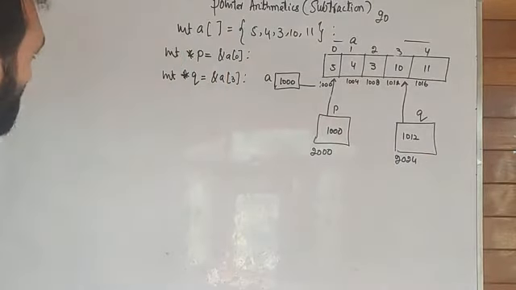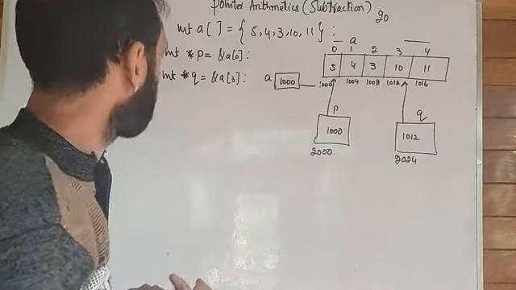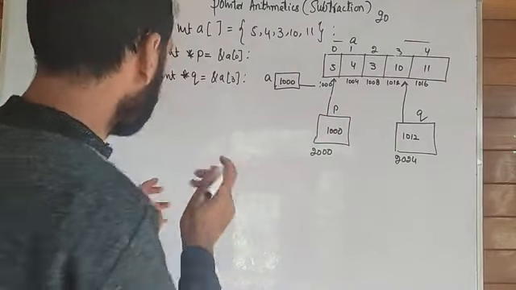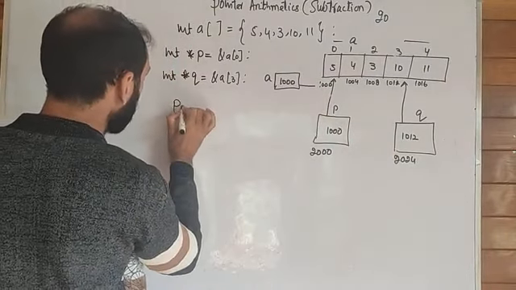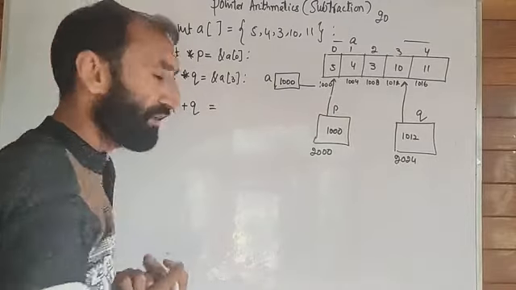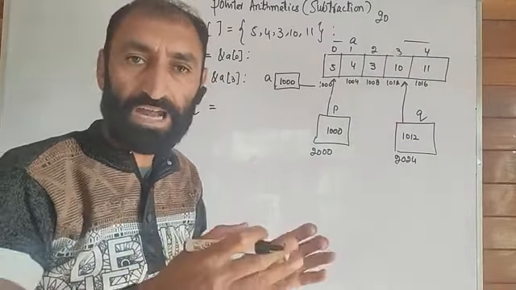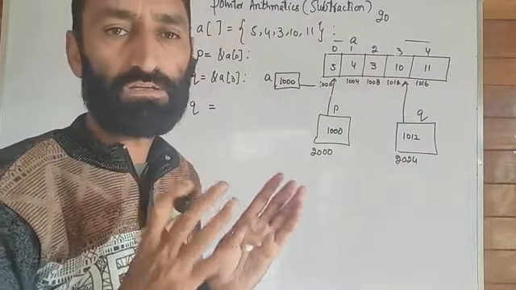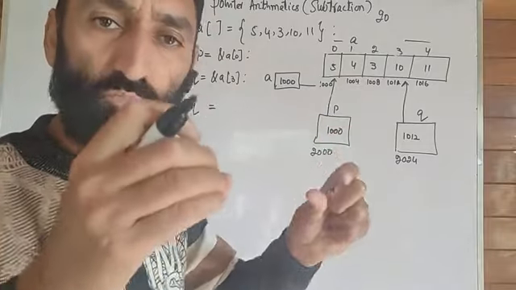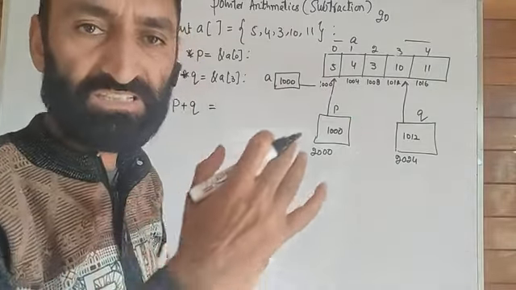Now the question is how we can perform the subtraction of pointers. In the previous video we discussed the addition of pointers. We cannot perform P plus Q. That is not possible, it is illegal in C. We cannot add two pointers in C. We must take care of these things. If someone tries to add two pointers directly, that is illegal in C.